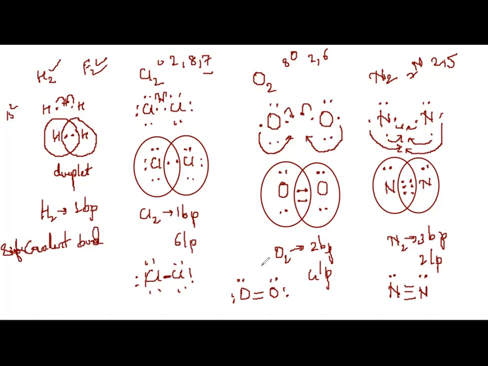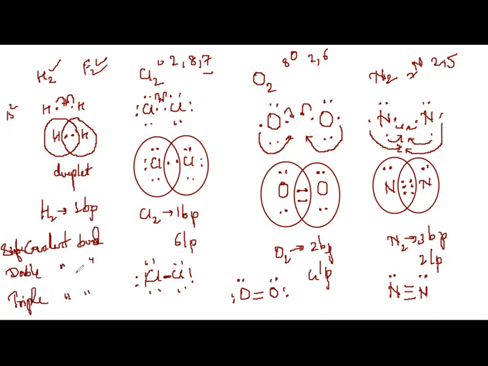In the case of O2, a covalent bond is formed by mutual sharing of 2 electron pairs. A covalent bond formed by mutual sharing of 2 electron pairs is called a double covalent bond. And a covalent bond formed by mutual sharing of 3 electron pairs is called a triple covalent bond.